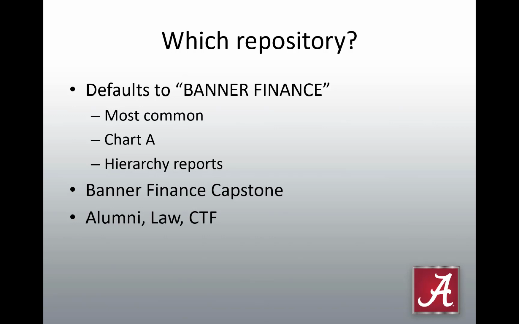How do you choose the correct repository? The login screen defaults to Banner Finance because that is the most common. It contains reports for Chart A and hierarchy reports. For those who have capstone funds in Chart C, you will need to select the Banner Finance Capstone repository to view the related ePrint reports. Likewise, for alumni, law, and CTF, for those who have activity in charts N, L, or T.